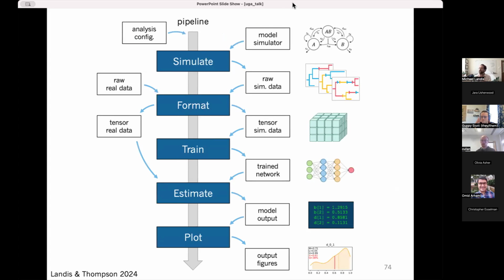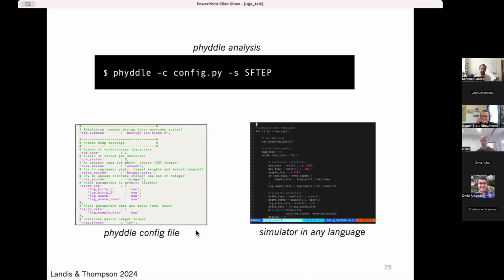The pipeline has 5 steps going from simulation to plot. And I know I'm over on time, so I'll skip ahead. It has a simple command line interface. You can design a config file and write a simulator in any language to interface with the pipeline.